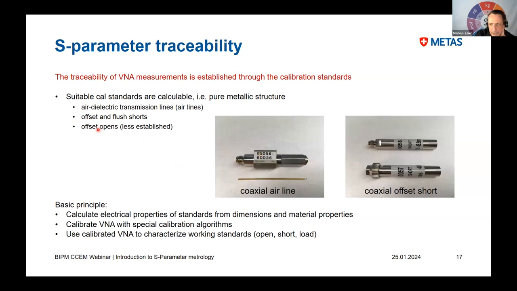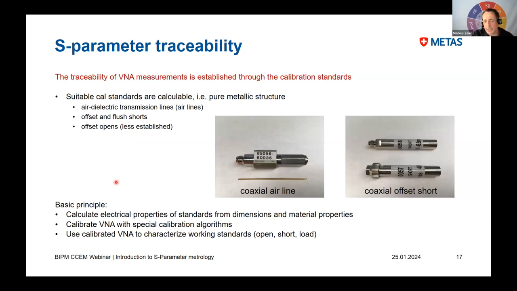And then there are the offset and flush shorts. That's basically just a short plate with a piece of transmission line of different length in front of it. The measurement reference plane is here, and the short plane is somewhere here. And then there are also offset opens, but I would say this is a bit more experimental and not so well established. So airlines and shorts are the primary standards which are most often used.